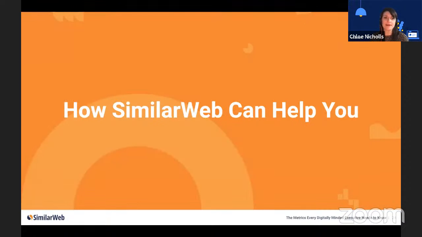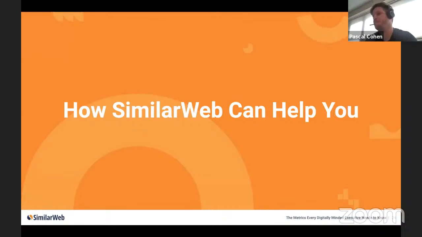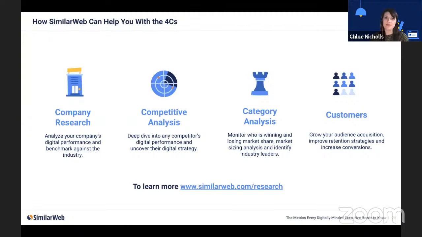So just to recap how we can help you, and hopefully a lot of those examples that Pascal gave today have really helped you bring those key drivers and those KPIs to life. But we can really help you with those 4 C's. So we've got company research, so we can help you analyze your company's digital performance against the market and the industry, especially around those benchmarks that Pascal talked about. We can also obviously help with competitive analysis. So you can deep dive into any of your competitors' digital performance and uncover their digital strategy.